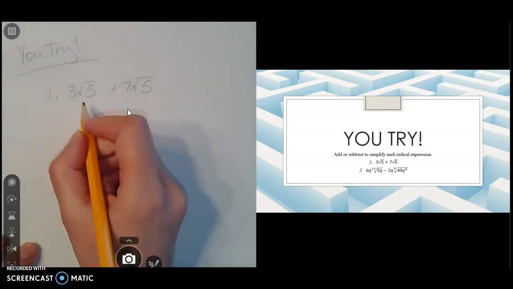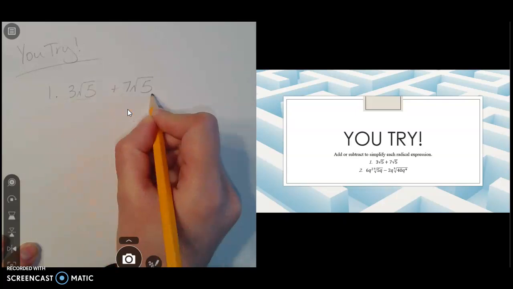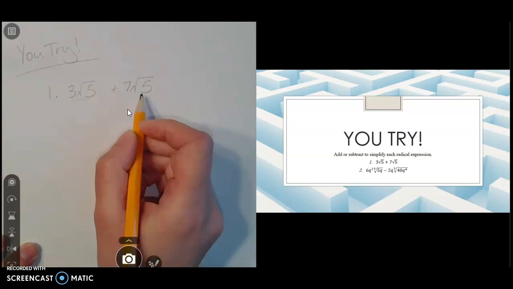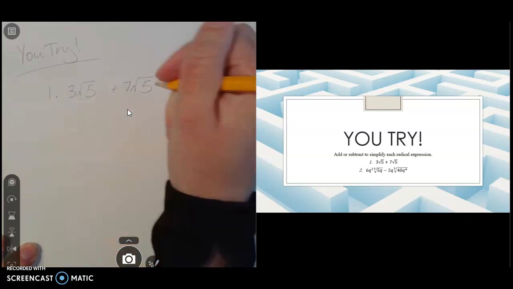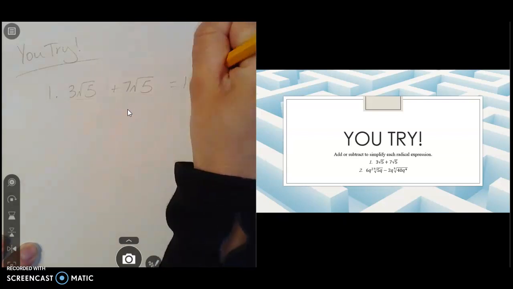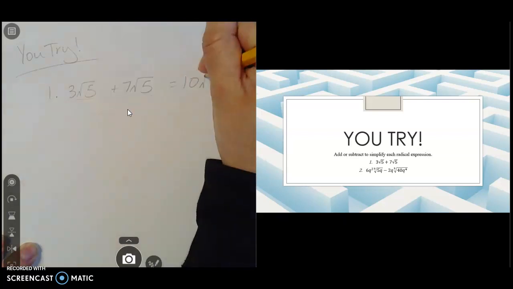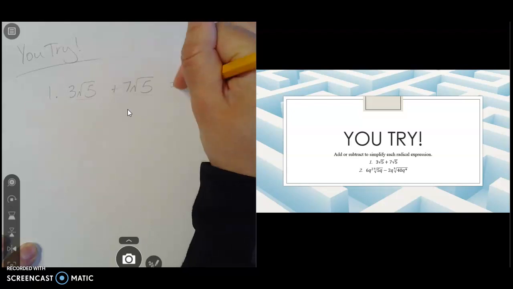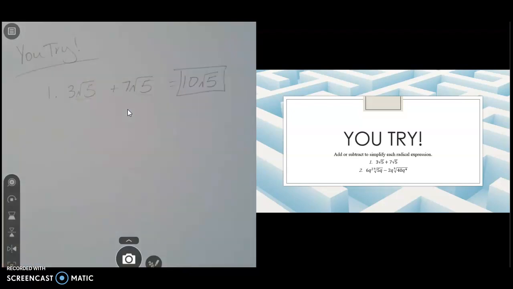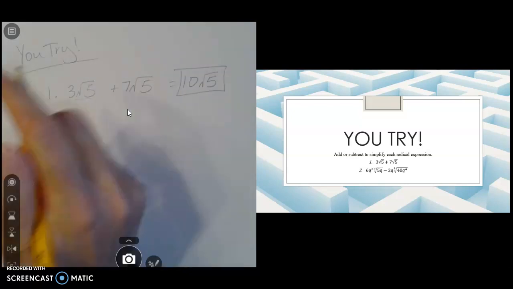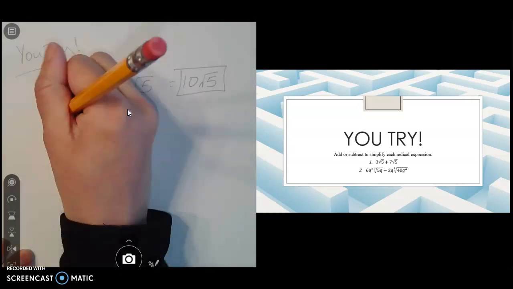They are like radicals, they both have square root of 5, so they are like terms. So all we do is add the coefficients. 3 plus 7 would be 10, and then we'll keep the radical part the same. It'll still be square root of 5, and that's your answer for the first one, is 10 square root of 5. For the second one, it was a little more interesting.